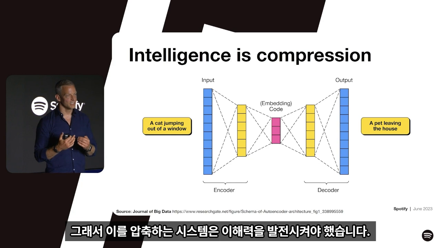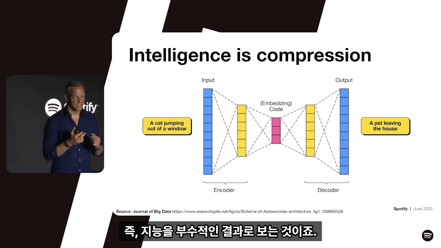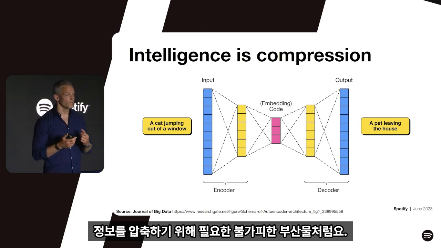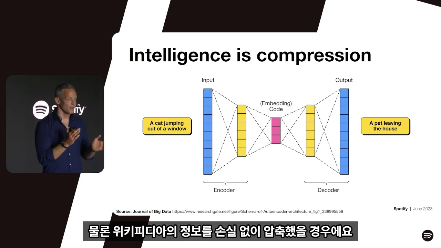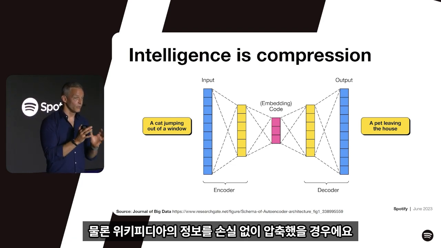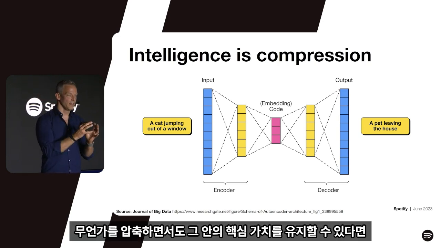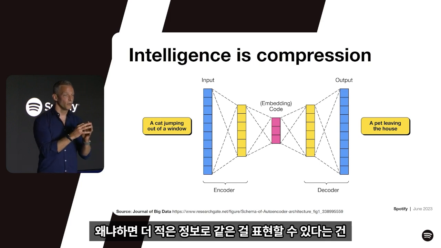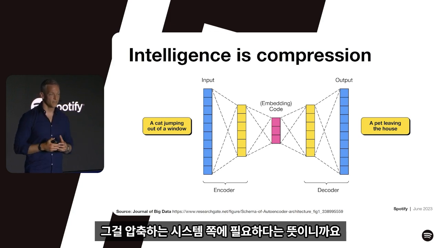So the system that compresses it had to develop understanding. Think of intelligence as a side effect, a necessary evil of being able to compress information. In this Hutter Prize, you can actually make money for every percentage that you can compress Wikipedia, in that case losslessly, without losing any information. But in general, the concept is if you can compress something and retain most of the value, you probably understood it really well, because you could represent the same thing with less information. And representing something with less information requires understanding on the part of the system that compresses it.